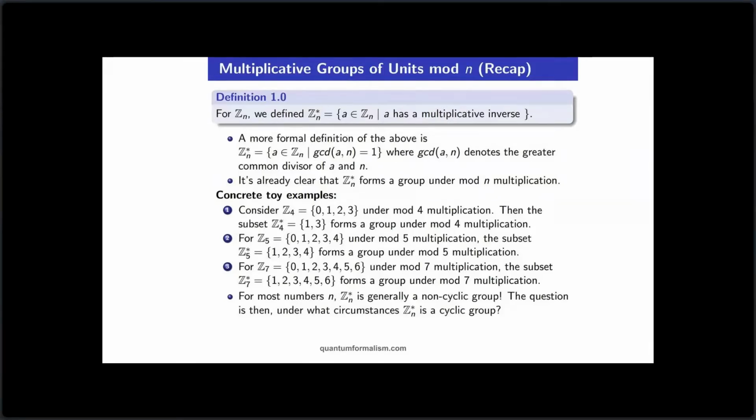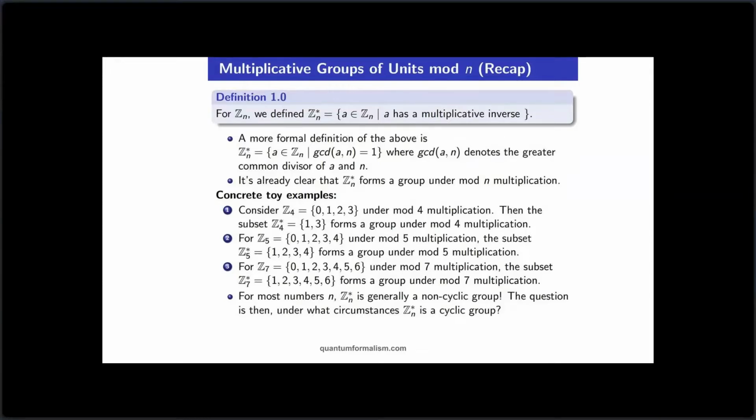This is already something that I believe you figured out through the examples too. Here are some toy examples. Z4, for instance. It's actually good if you can find typos; if there is a typo, you can correct me. But the claim is that Z4 star is this set here, and this is a group under mod 4 multiplication.